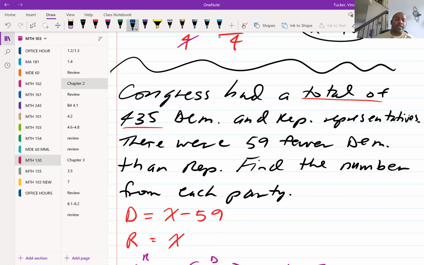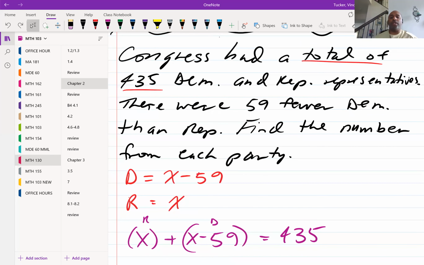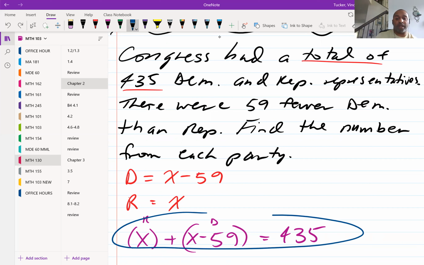And each problem you guys get, you will be able to set it up in such a way that all you need to do is use one variable and then write the other one in terms of that variable. Okay. So now we know it was a total of 435 representatives altogether. So what we're going to do is take what we have for the Republicans, take what we have for the Democrats, add them together, and they're supposed to equal 435. So that's how we got this equation right here.